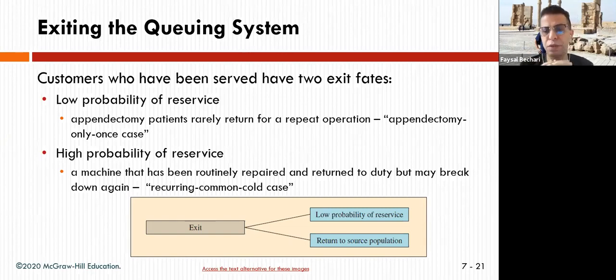So the customers who have been served have two exit fates. Either a low probability, a low chance, that they come back again at the same time and get that service, or there might be a probability that they return to the same thing. You need to distinguish that, because if a customer comes out of the lineup and gets the service, do you want him to come back into the same line and wait again, or continue to the front? These are things that you need to take into consideration.